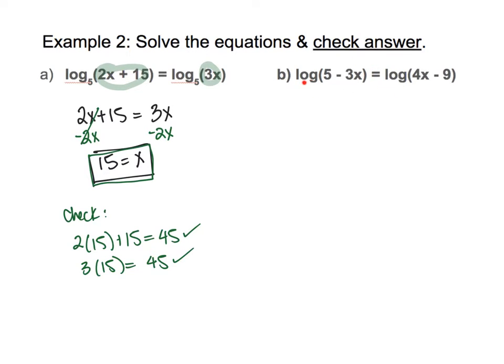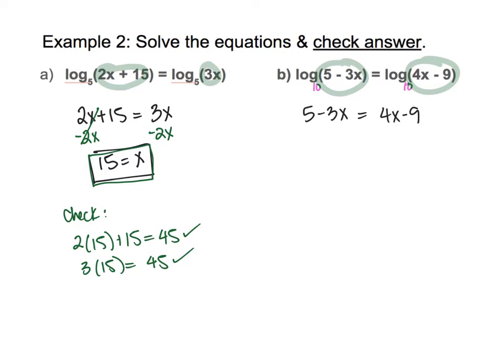Notice that both of these logs don't have a base here. So by default, what is the base? Well, if there's not a base, if you remember from the first slide, it's going to be 10. So the subscript is 10 if there's not a base written. And so in this case, it looks like both bases are the same, so I can set these equal to each other. So I have 5 minus 3x equals 4x minus 9.